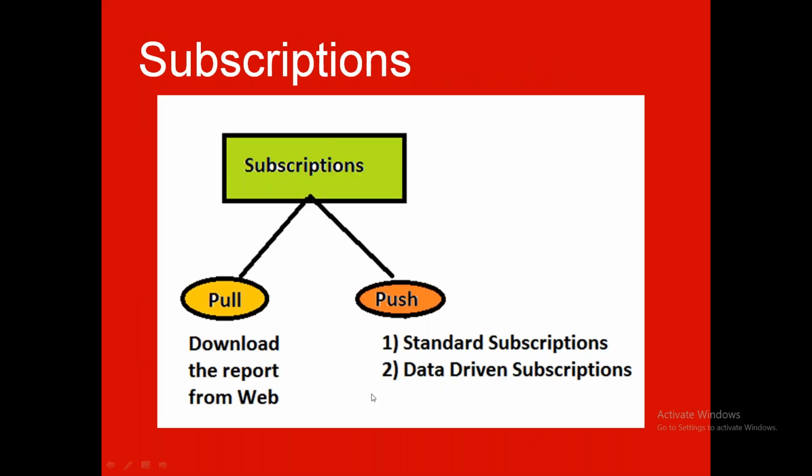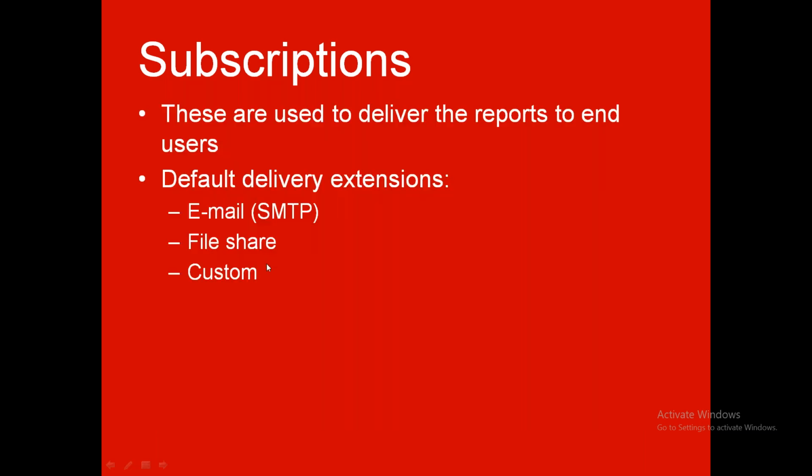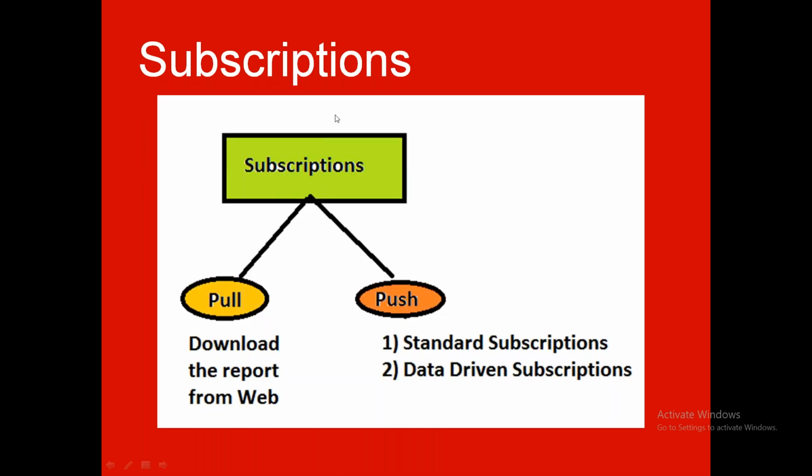The next one is subscriptions. Tomorrow we'll talk about it. Why subscription? To deliver the data. These are used to deliver reports to the end users. Clear? So subscriptions are used to deliver the reports. There are two types of subscriptions: pull and push. Pulling, I told you, right? You go to the website of the company and download the report by yourself. That is pulling. That means manual. Manually, we are getting the report.